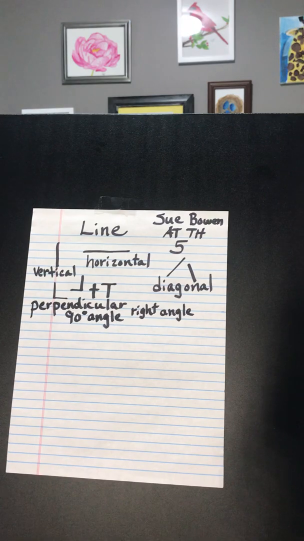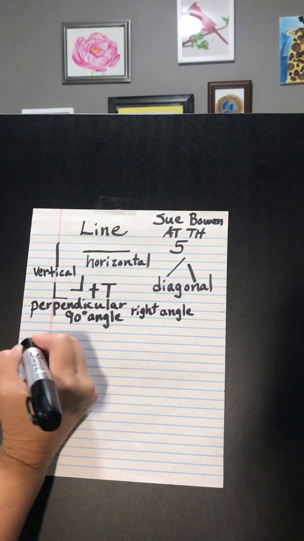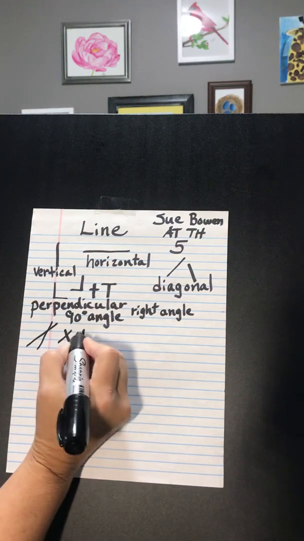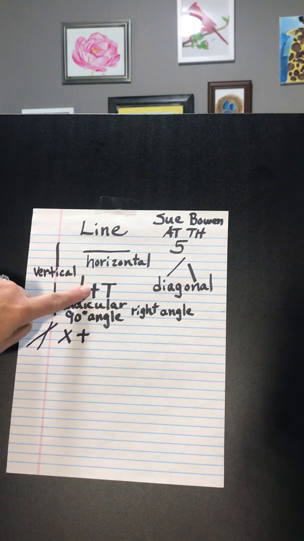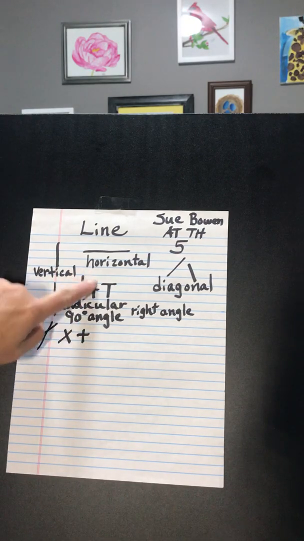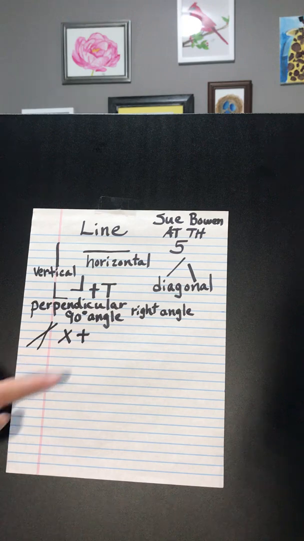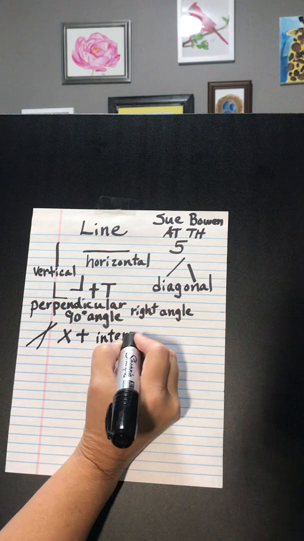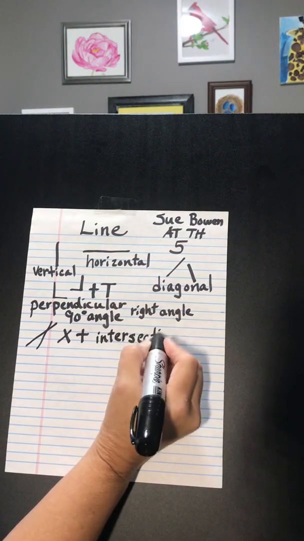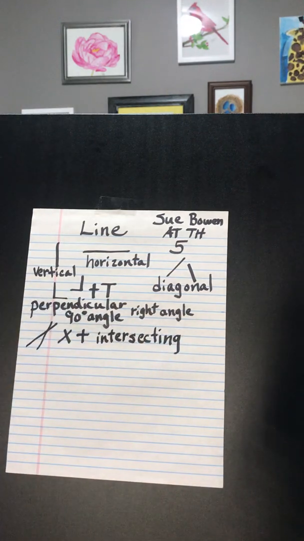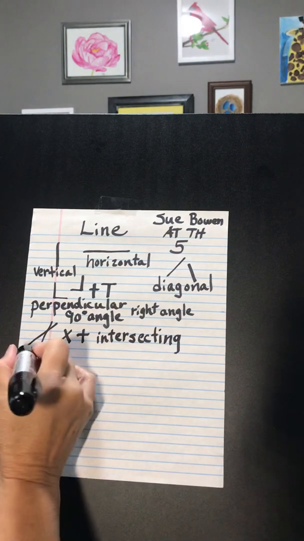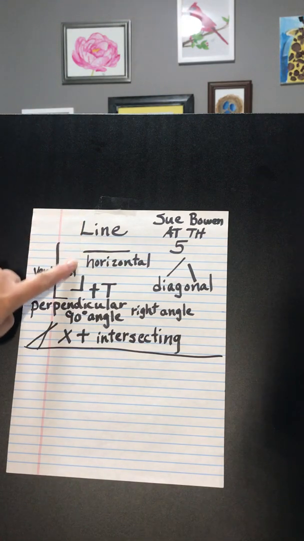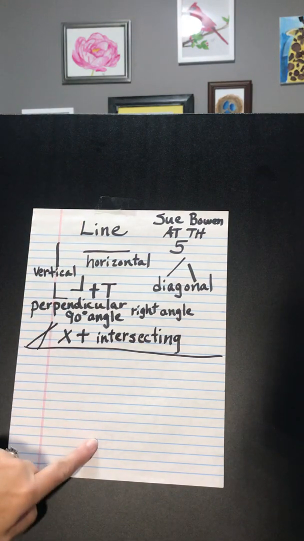The last one we have to talk about are called intersecting lines. And those are lines that go like this, or maybe an X, or even a plus sign. Notice a perpendicular and an intersecting are the same. Two lines cross over each other. Okay? And so that would be intersecting. All right, now we're going to draw a line underneath that, a horizontal line, just so we can separate our learning intention and our success criteria from our practice sheet here.